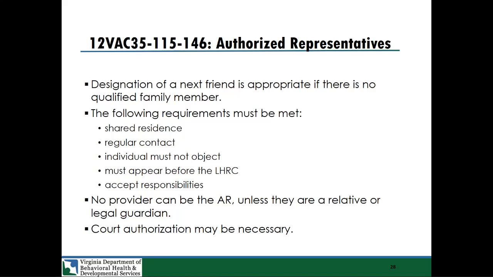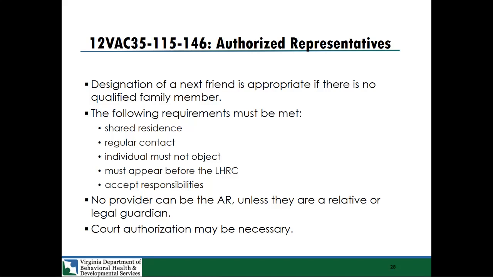Providers should contact your assigned regional advocate for the next friend LHRC review form, and again for any specific instructions your assigned regional advocate may have for submitting the form. The proposed next friend is expected to personally appear before the LHRC unless the committee has waived the appearance. Most importantly, the proposed next friend must accept the responsibilities of an AR and agree to act in the individual's best interests and according to the individual's preferences.